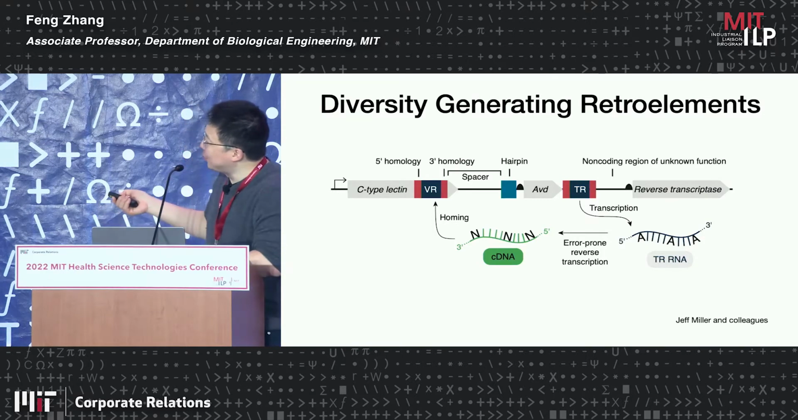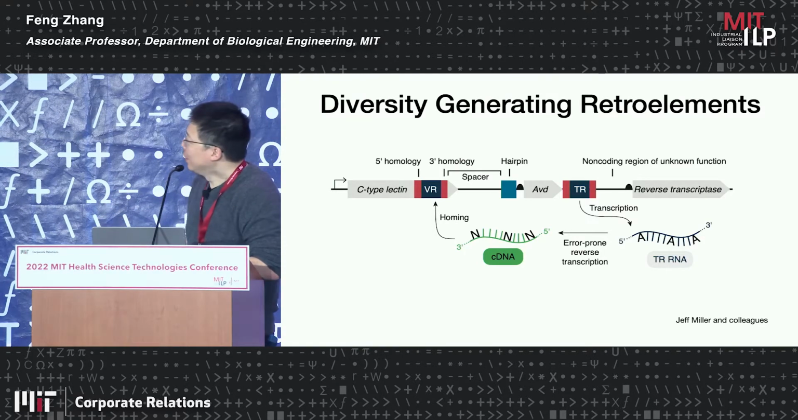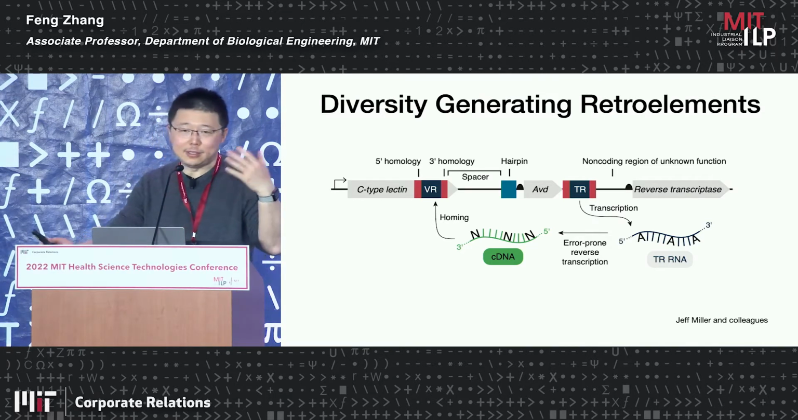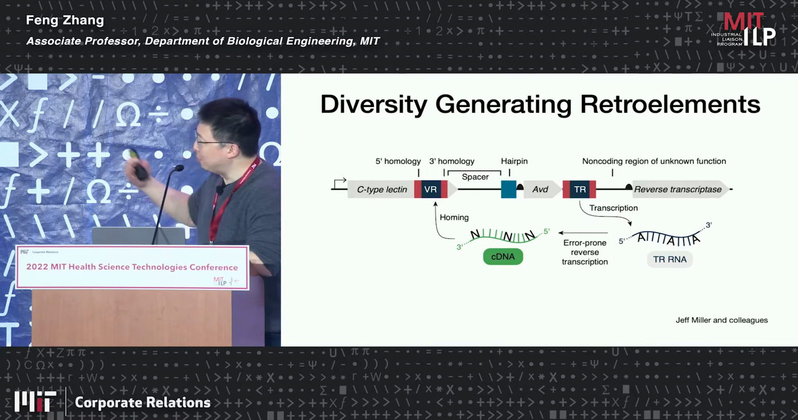This is system number 10. So this is a diversity-generating retroelement. And if you look, this is the canonical structure. So there is a gene, a lectin protein, and then this protein has a region that is variable, that's diversified, called a VR. And then following this protein, there is a sequence structure within an uncoding region. It's a hairpin. And there's a gene called AVD, followed by a stretch of sequence that is more or less homologous to this region, but not identical. This is called the template repeat, TR. And then it's followed by a reverse transcriptase enzyme. And so this system has been studied by Jeff Miller more than a decade ago.